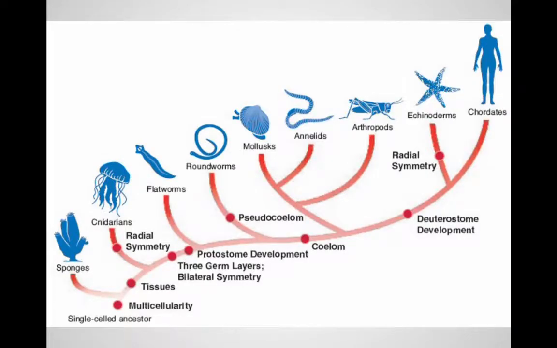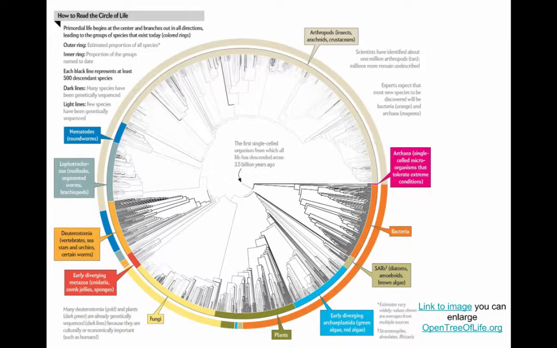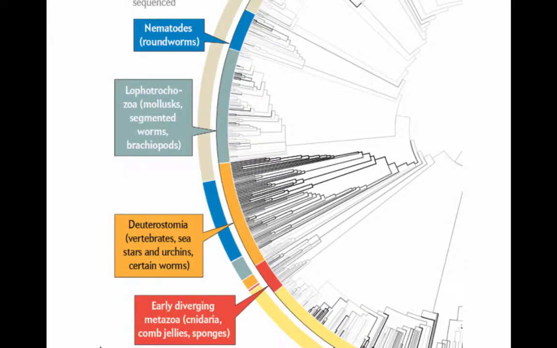As you can see in this diagram, we're still talking about a primitive organism, but the flatworms, or the Platyhelminthes, are going to represent some major advancements over the more primitive cnidarians and sponges. As you can see in this more updated version of the circle of life, or the phylogeny of all life on Earth, we're still talking about primitive organisms, but we're going to have some major advances.